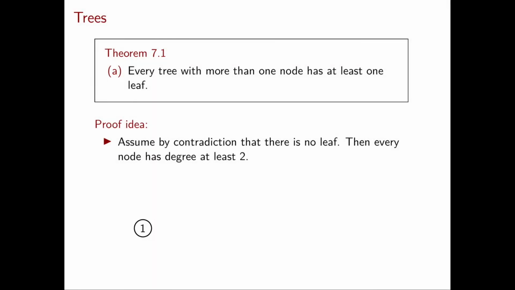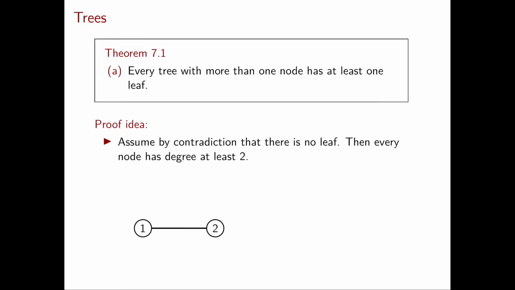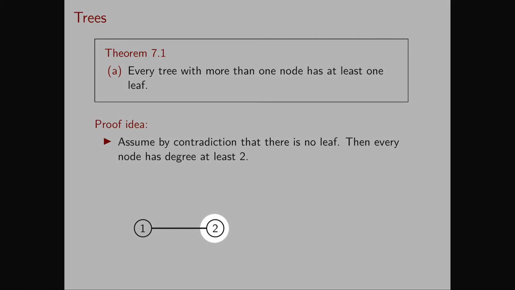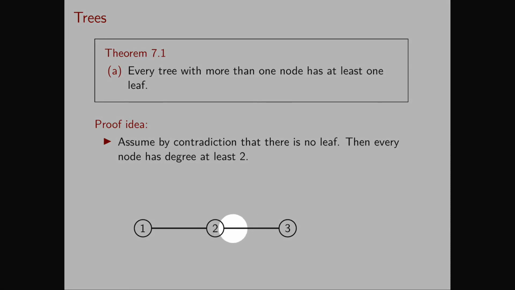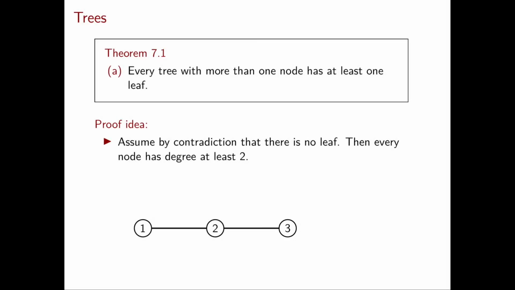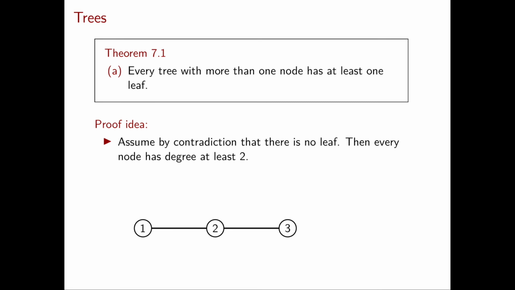The idea is to start building a path starting from node 1. Since node 1 has degree at least 2, there is one edge that contains 1. Let's traverse this edge and reach a new node in our graph that we're going to call 2. Now node 2 has degree at least 2. Therefore, there exists another edge containing node 2. From 2, we traverse this new edge and reach a new node which we're going to call 3. Now we can repeat the same argument. The node 3 has degree at least 2, so it's contained in another edge.